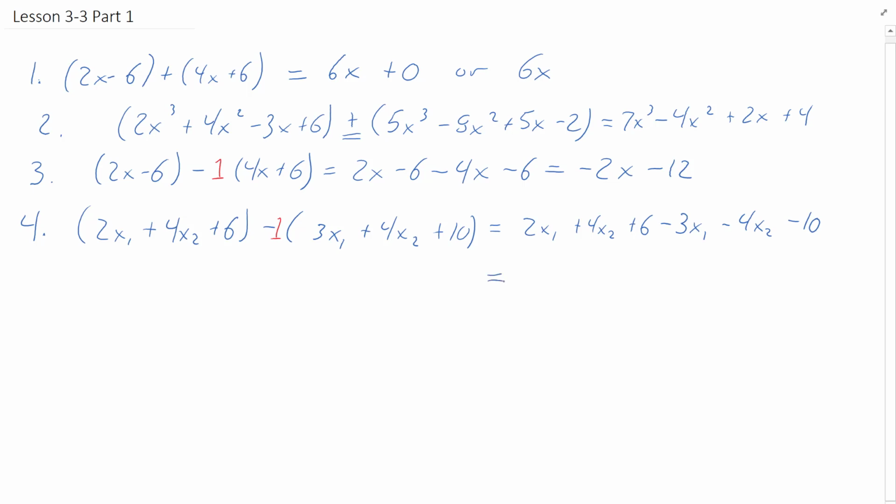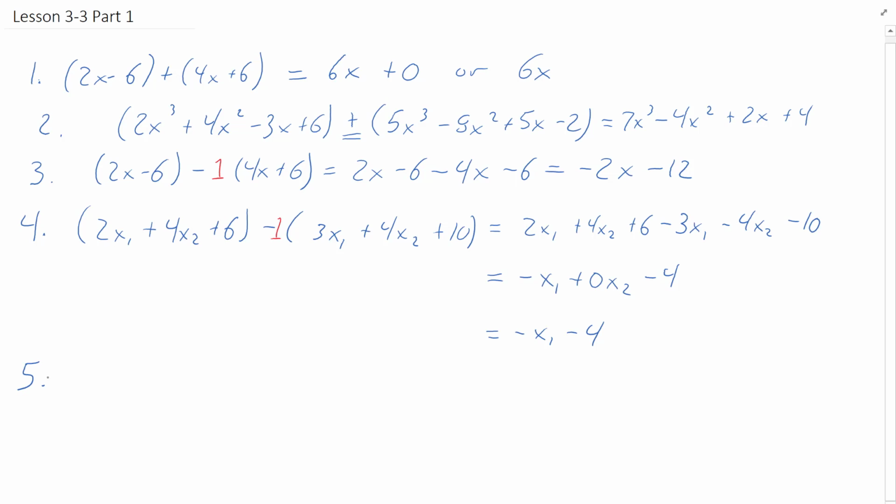When we combine our like terms, now the parentheses are gone, we will end up with minus x sub 1, or minus 1x sub 1 if you prefer, 0x sub 2, and you could write plus 0x sub 2 if you want. I'll do that here. And then we'll have a minus 4. You could also just simply write that as minus x sub 1 minus 4. It'll work either way.